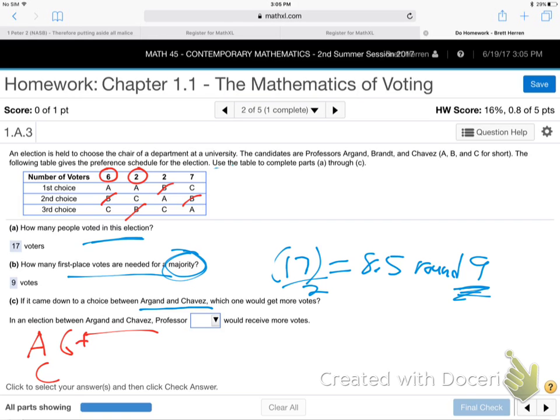These 2 prefer A over C, don't they? And these 2 also prefer A over C. That's 10 people. The last 7 prefer C over A. So if it just comes down to A and C, this is how people feel. This is their preferences. We know how they feel. And B drops out of the election. Then 10 people would prefer A over C. We call that a head-to-head matchup.